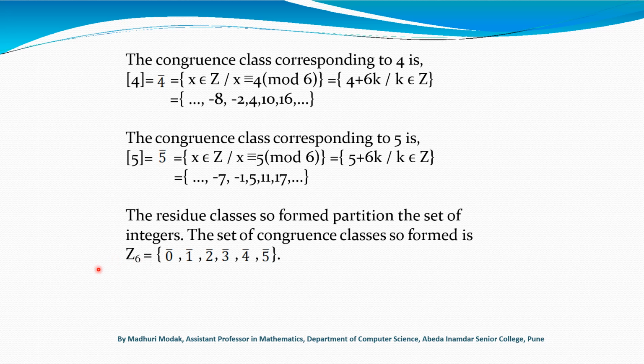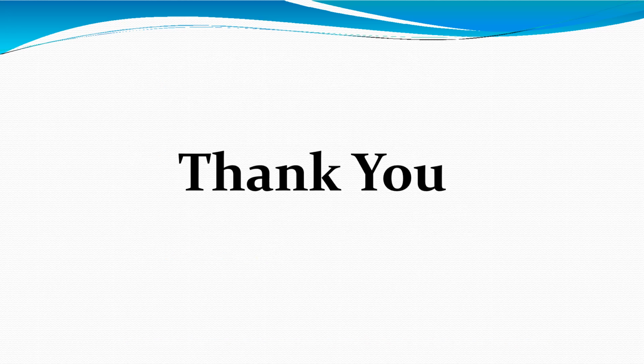So finally, this is the set of congruence classes modulo 6, which is 0 bar, 1 bar, 2 bar, 3 bar, 4 bar, 5 bar. So this is the end of unit 1.